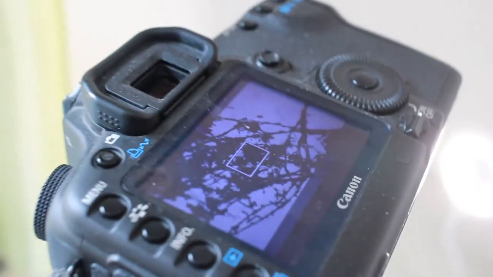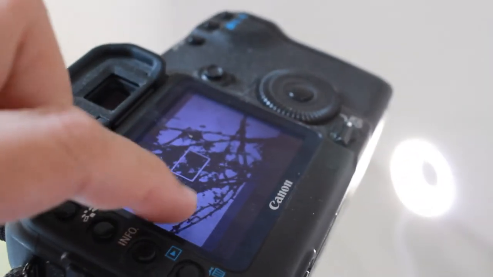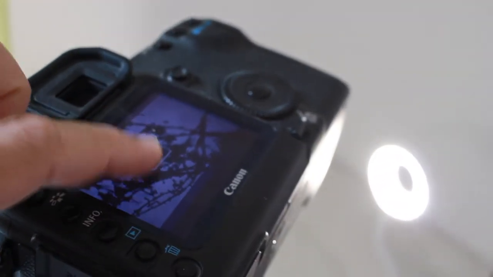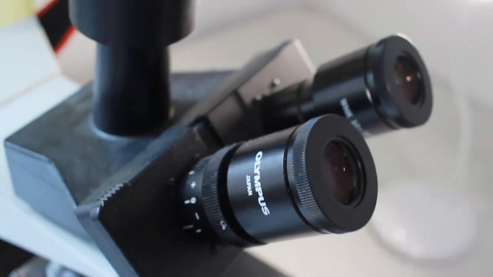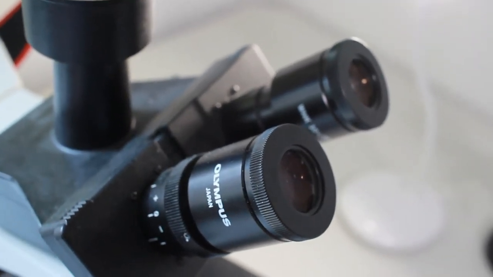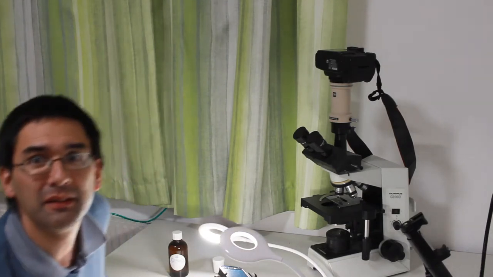The advantage is that when it is in focus here on the screen, then it's also in focus through the eyepieces. So the system is parfocal, and that is something that really makes life much easier. Here I am again. The camera is now pointing a little bit too high, but that's basically all I'm doing right now. So I try to keep it relatively simple.